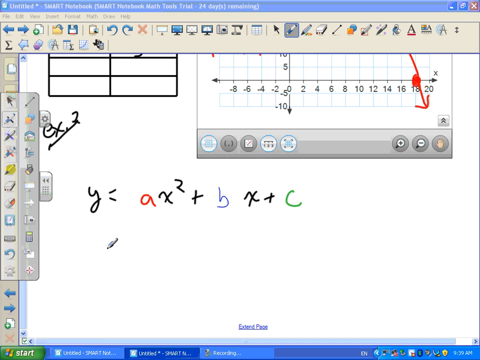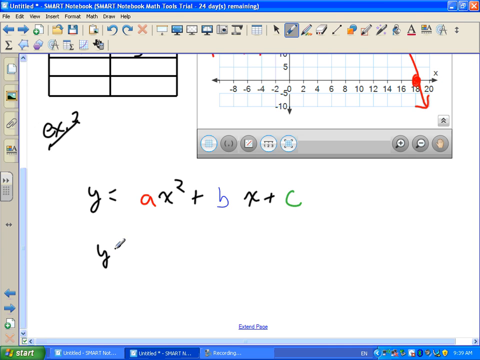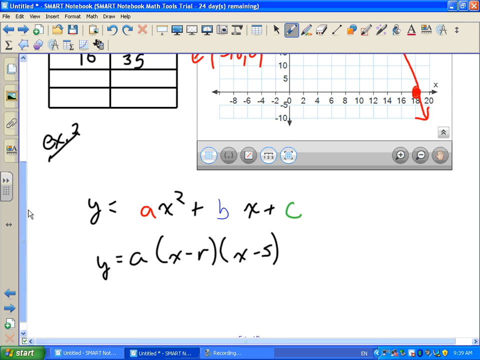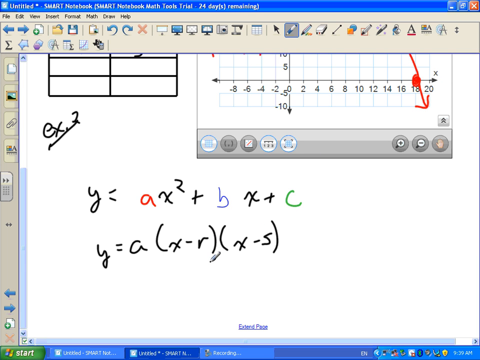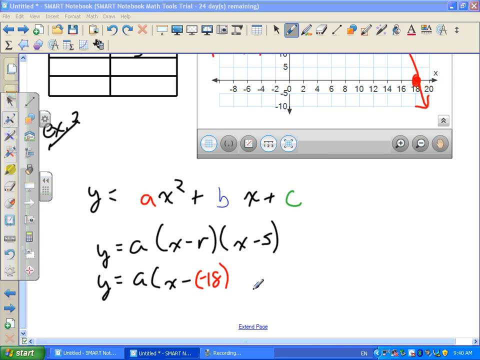So we're going to go into our factored form. Our y is equal to a, x minus r, x minus s. Okay? So now that I have my x-intercepts, I can plug in values for r and s. They're going to be negative 18 and positive 18. So let's put those in. x minus negative 18. It doesn't matter which bracket you put it into. And x minus positive 18. So we have those values there.